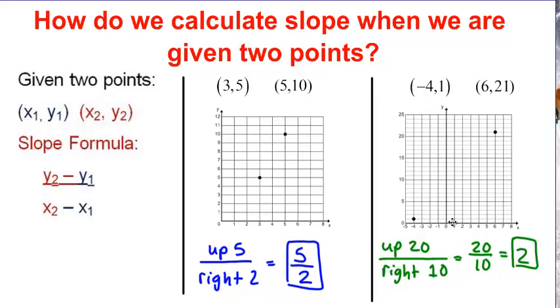Similarly, we could graph the points negative 4, 1, and 6, positive 21. And here again we could count on our graph and we would count up 20, right 10, and we would get our slope of positive 2. Now, it's not as efficient, but it is a good way to check yourself if you're ever stuck or confused.